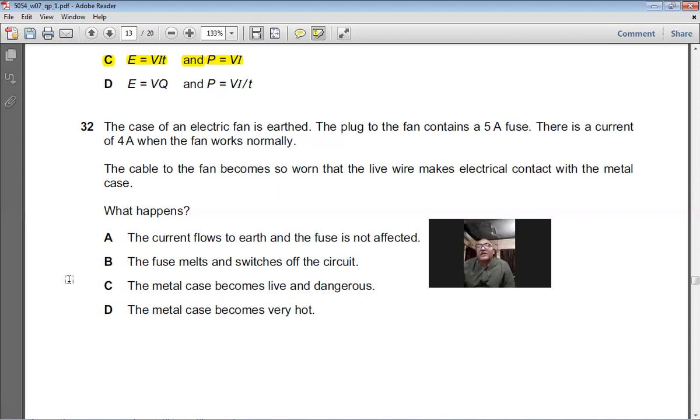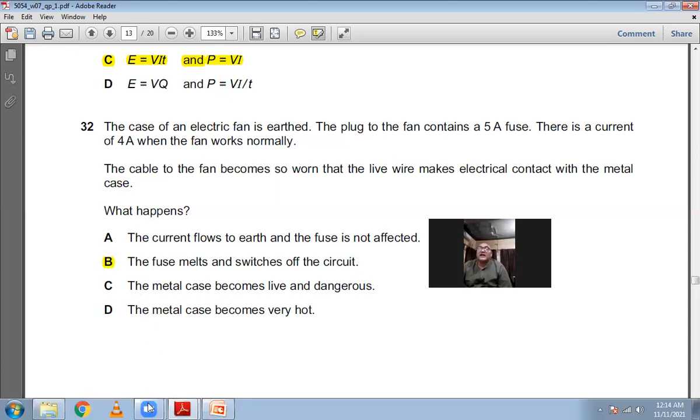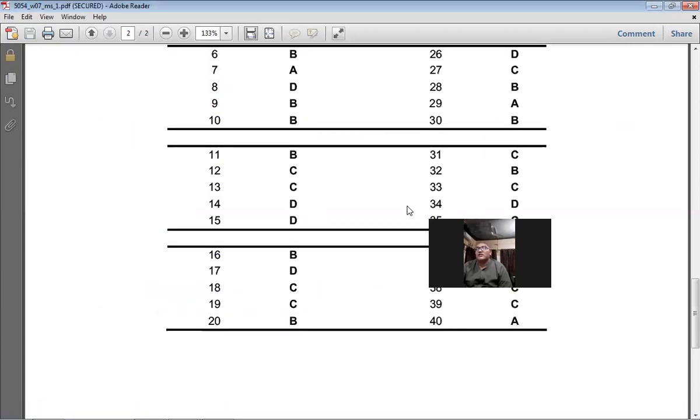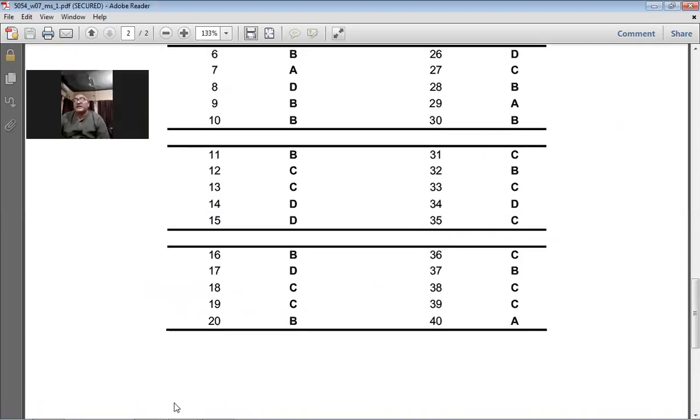The cable to the fan becomes so worn that the live wire makes electrical contact with the metal case. What happens? The current flows to the earth and the fuse is not affected. That's wrong. The fuse will melt when the current exceeds a certain limit. The fuse melts and switches off the circuit. That is possible. The metal case becomes live and dangerous. The metal case becomes very hot. So I think the fuse melts and switches off the circuit. That's the best option I can understand. So question number 32, B is the right option.